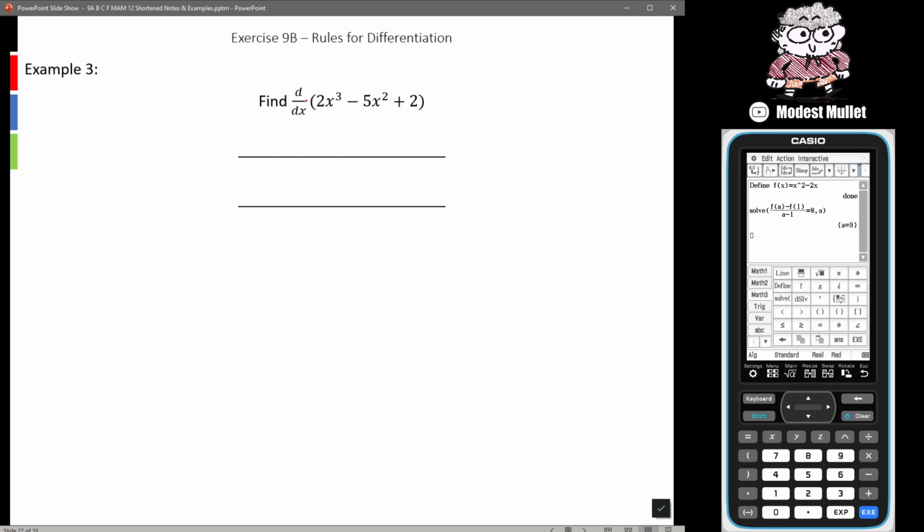Another one, find d dx of this expression, because it's just an expression. We aren't told y is equal to this, we aren't told h is equal to this, we aren't told f of x is equal to this. We're just given the expression, so it's not dy dx, it's not f of x, it's just d dx. We'll take the derivative of it. It's still the same process. So times by the power, so we get 6x squared minus 10x, and the plus 2 disappears.